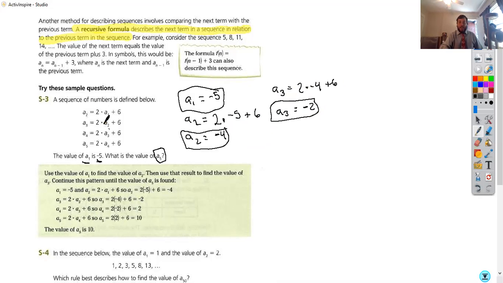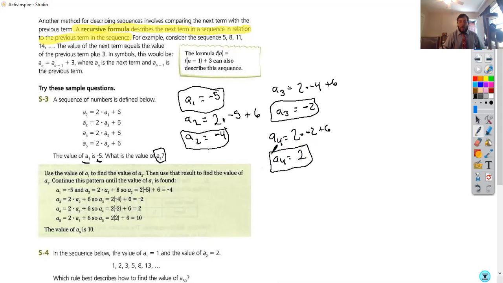So now we're going to use that to find the fourth term. So again, we look at A4, which is equal to, over here it says 2 times A3. So 2 times A3, which is negative 2, plus 6. So A4 is equal to 2 times negative 2, which is negative 4, plus 6, positive 2.